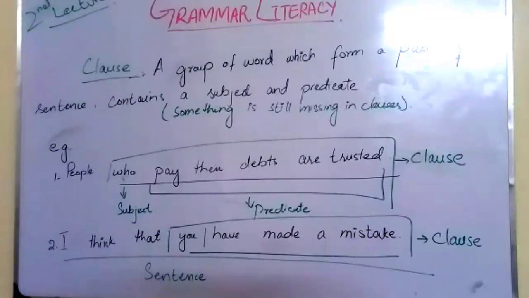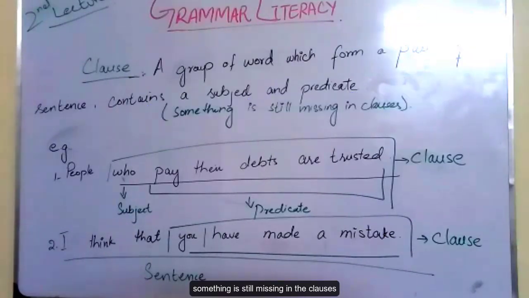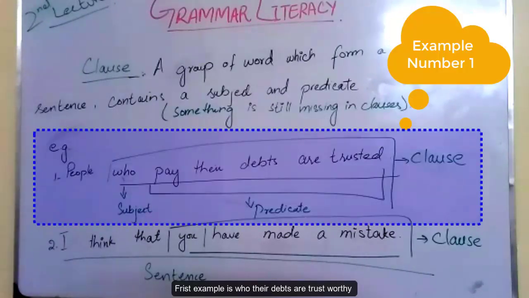Now there are two different terms. Subject is the doer of the action. You know that we have already discussed it. And what is predicate? We will further discuss it in the examples. Something is still missing in the clauses, so we do not have a complete sense or thought. So the first example is, who pay their debts are trustworthy.